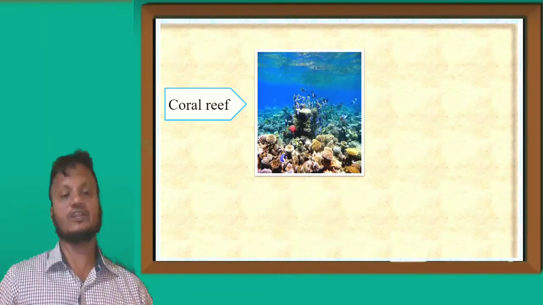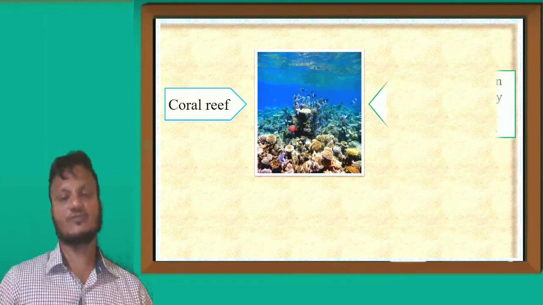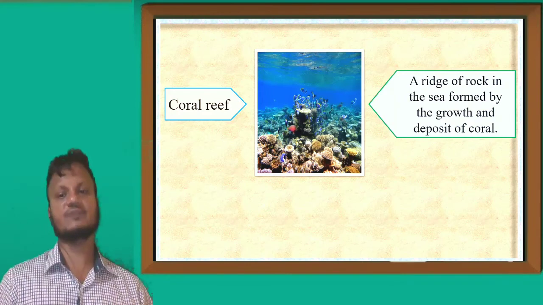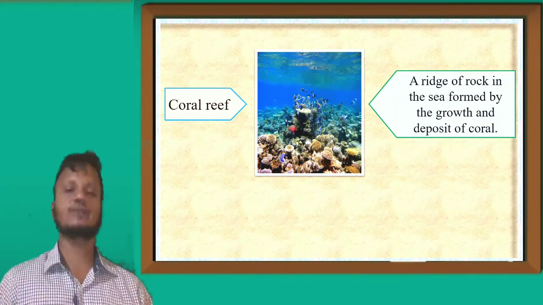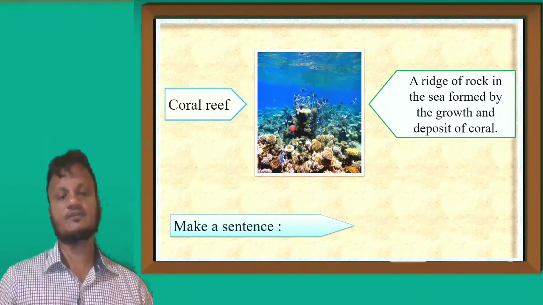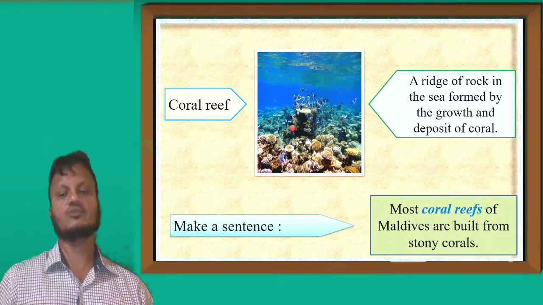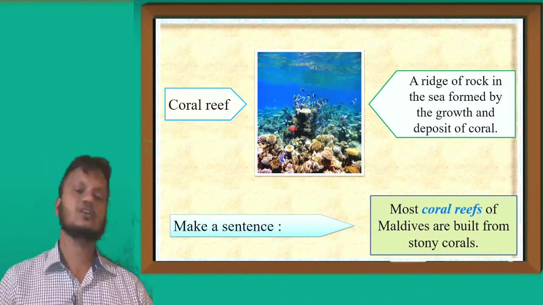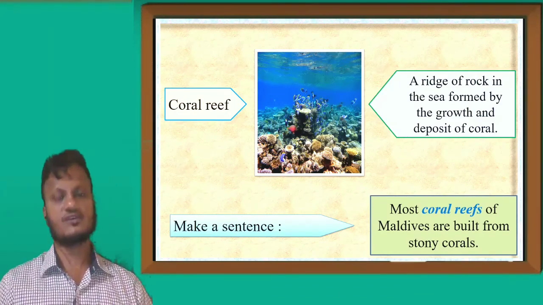Another, coral reef. This is a coral reef. The meaning: a ridge of rocks in the sea formed by the growth and deposit of coral. Now make a sentence. Most coral reefs of Maldives are built from stony corals.